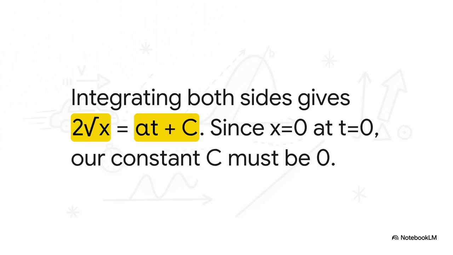Okay, time to integrate. The integral of dx over the square root of x is 2 times the square root of x, and the integral of alpha dt is just alpha t. But wait, don't forget that little plus C that always pops up with integrals. This is exactly why they gave us those initial conditions. The problem says when t is 0, x is 0. We plug those in, and what do we find? C has to be 0. Gone! It makes things so much cleaner.